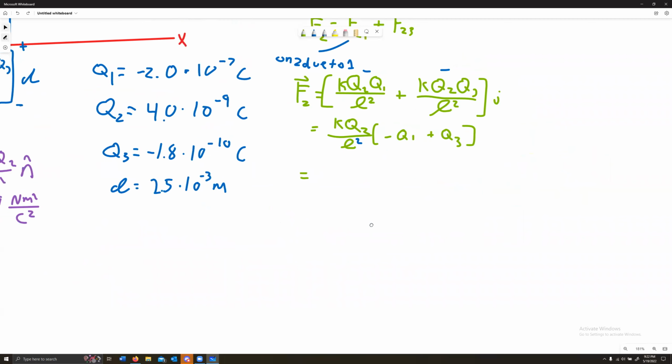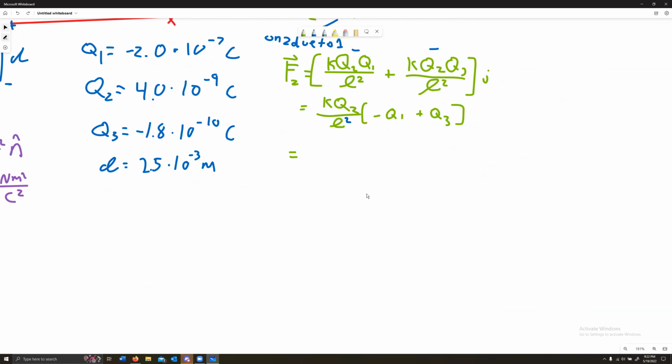So basically what you want to do here then is just plug and chug at this point. So this is going to be 9.0 times 10 to the 9. And what'd you get for your final answer? For the homework that I have, I got 0.67 newtons. But this answer is going to be different because I used different numbers over here.